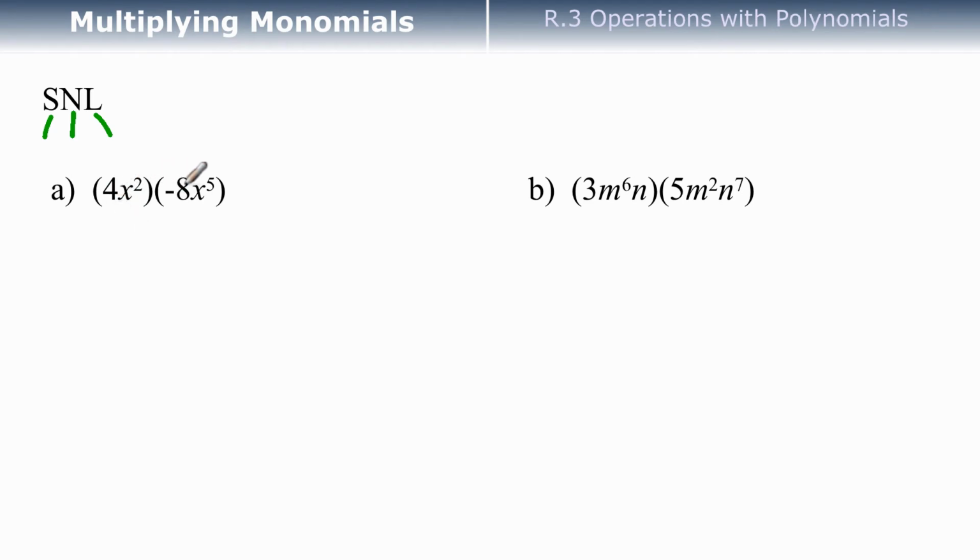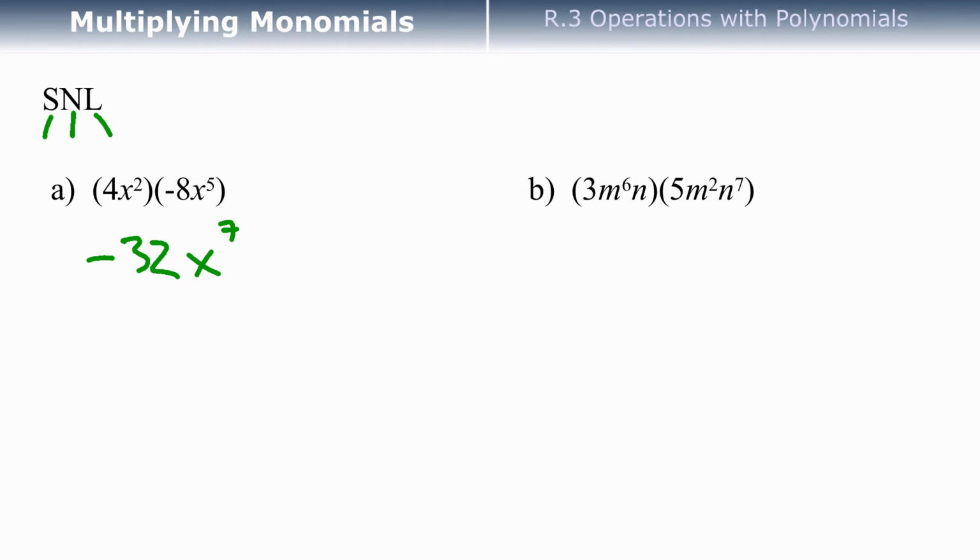So 4 times a minus 8, it's a minus, so my answer is going to be a minus. 4 times 8, there's my numbers, that's 32. And then I deal with the letters. So x squared times x to the 5th, multiplying common bases, add their exponents, so that'd be a 7. So negative 32 x to the 7th.